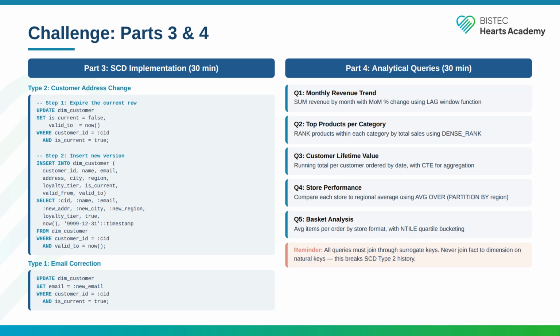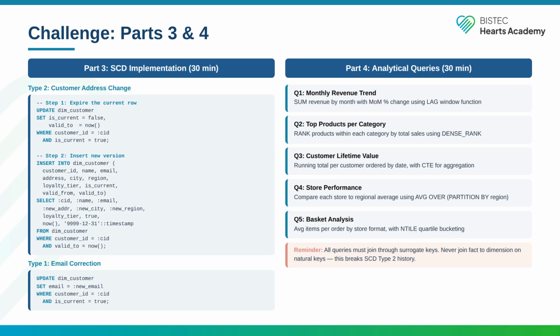Query 4 compares each store's performance to the regional average using AVG over partition by. And Query 5 performs basket analysis with ntile quartile bucketing. Remember the critical rule: all joins must go through surrogate keys. When you join fact sales to DIM customer, don't join on customer ID, always use customer key. This is what makes SCD type 2 work correctly.